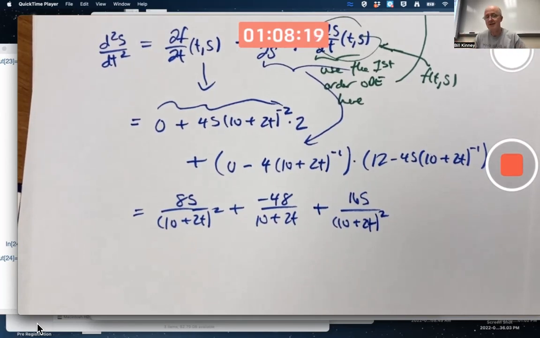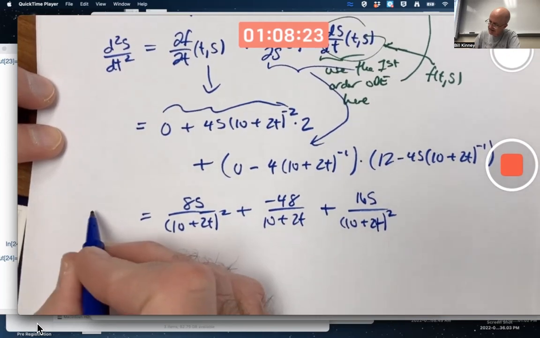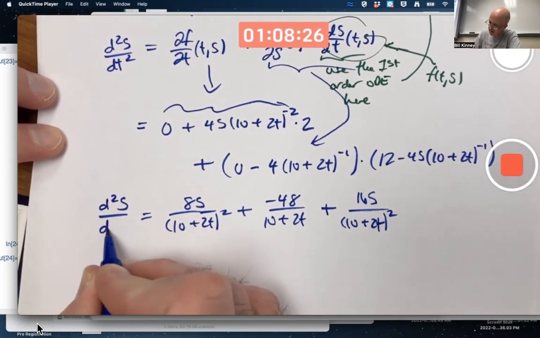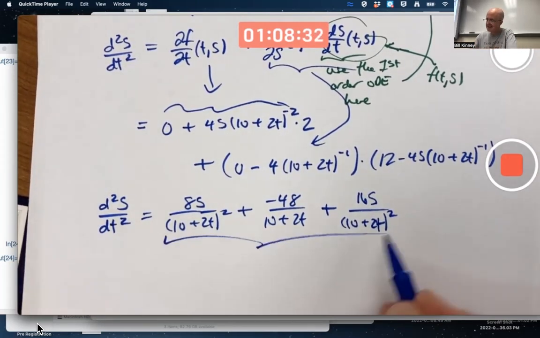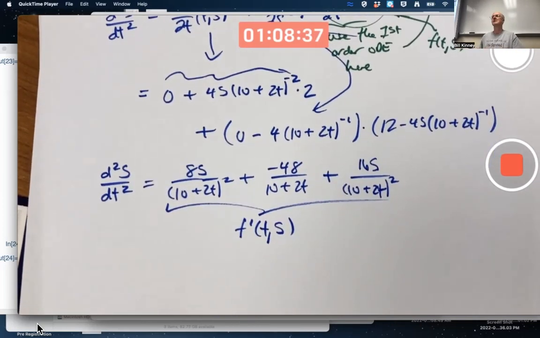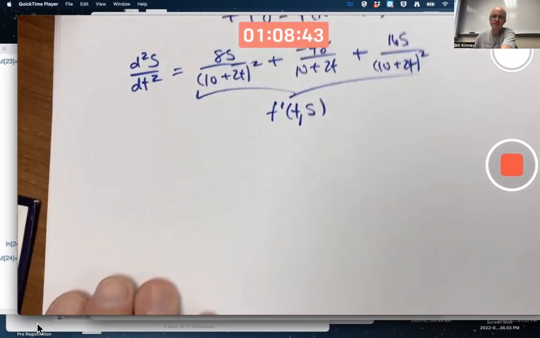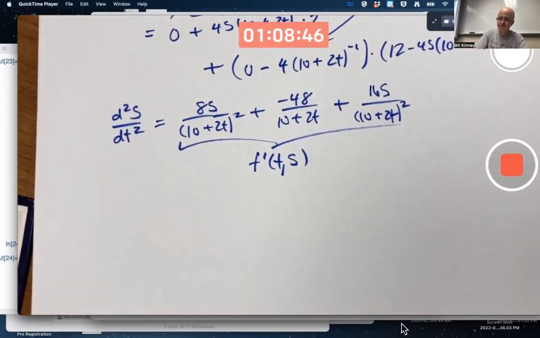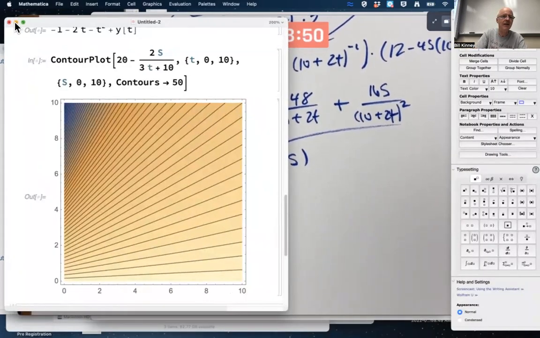So once again, if I've not made a mistake, and it could be simplified, this is essentially a second order differential equation for my solution. And this entire expression is essentially what the book called f prime of t, s. Is there a way I can check this in Mathematica? Let's try.